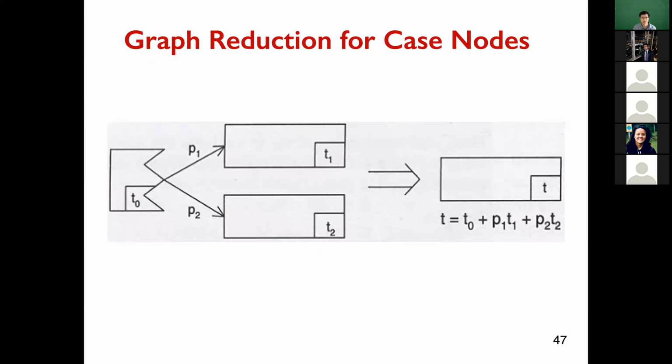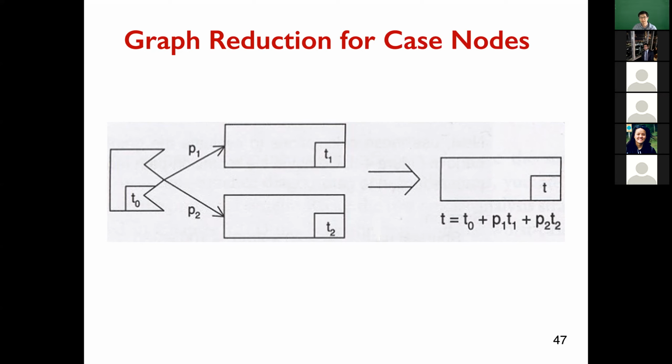For example, for this case node, what is the average response time? The average response time is T0, which is for the case node, plus the probability of T1 times T1, plus the probability of T2 times T2. So this is how we reduce a case node.